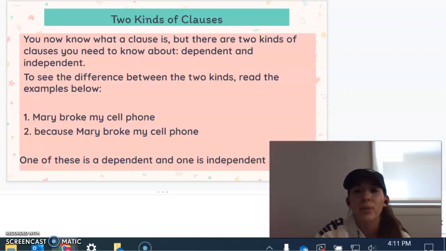The next thing that we're going to be talking about is the fact that there are 2 different kinds of clauses. And for this, we are going to look at the 2 different kinds being dependent and independent. See the difference between the 2 kinds in the examples below. Our examples being Mary broke my cell phone, and example 2 being because Mary broke my cell phone. One of these is dependent and the other one is independent, and you might already have a guess.